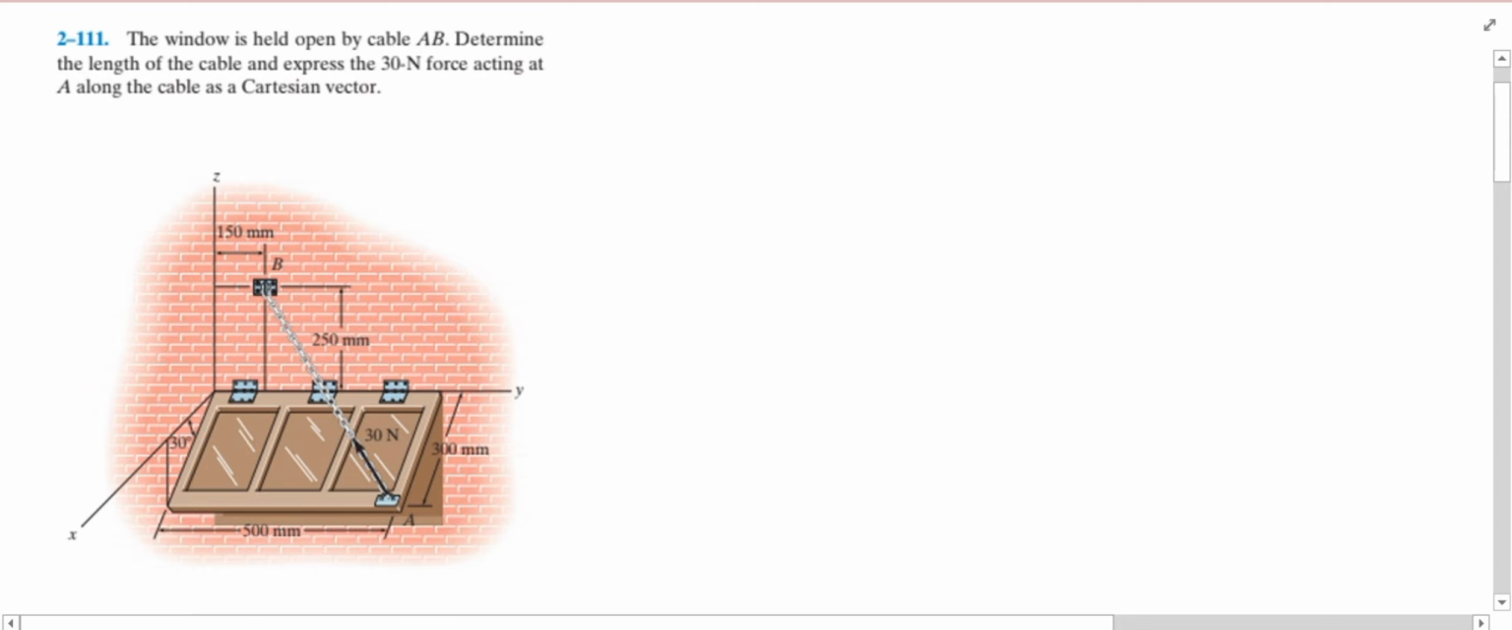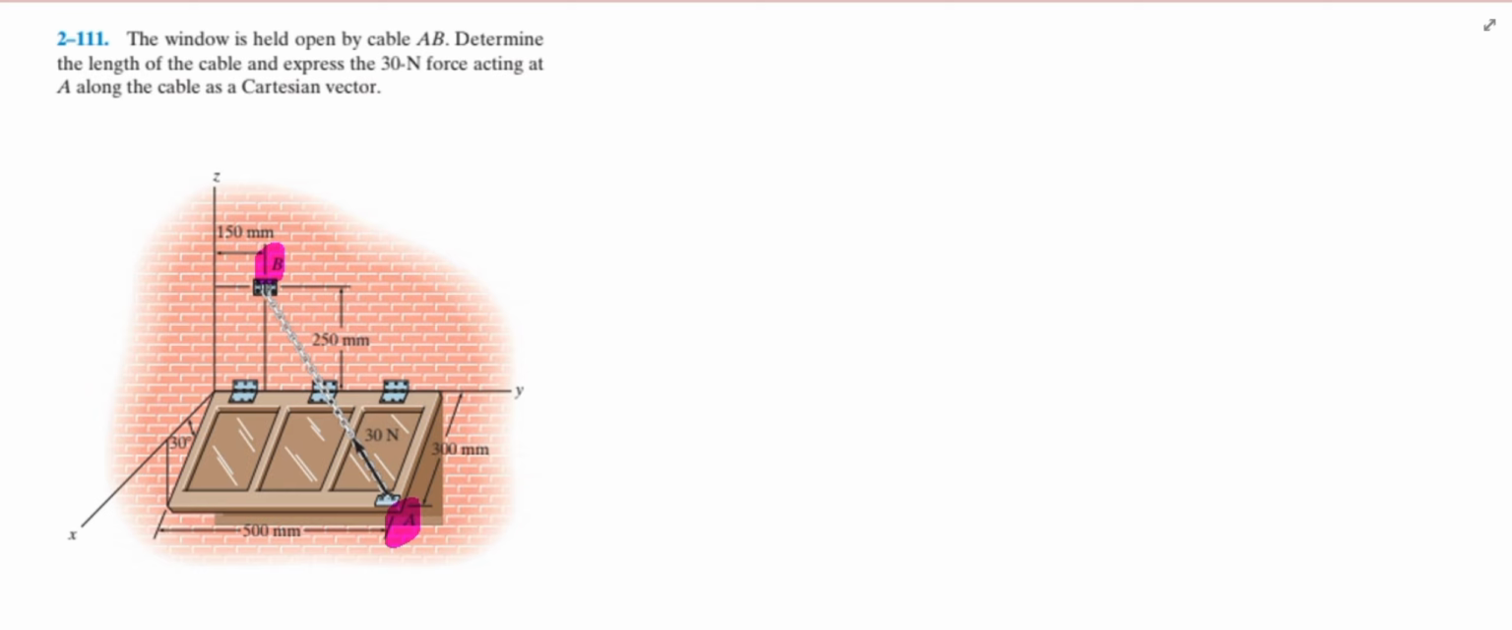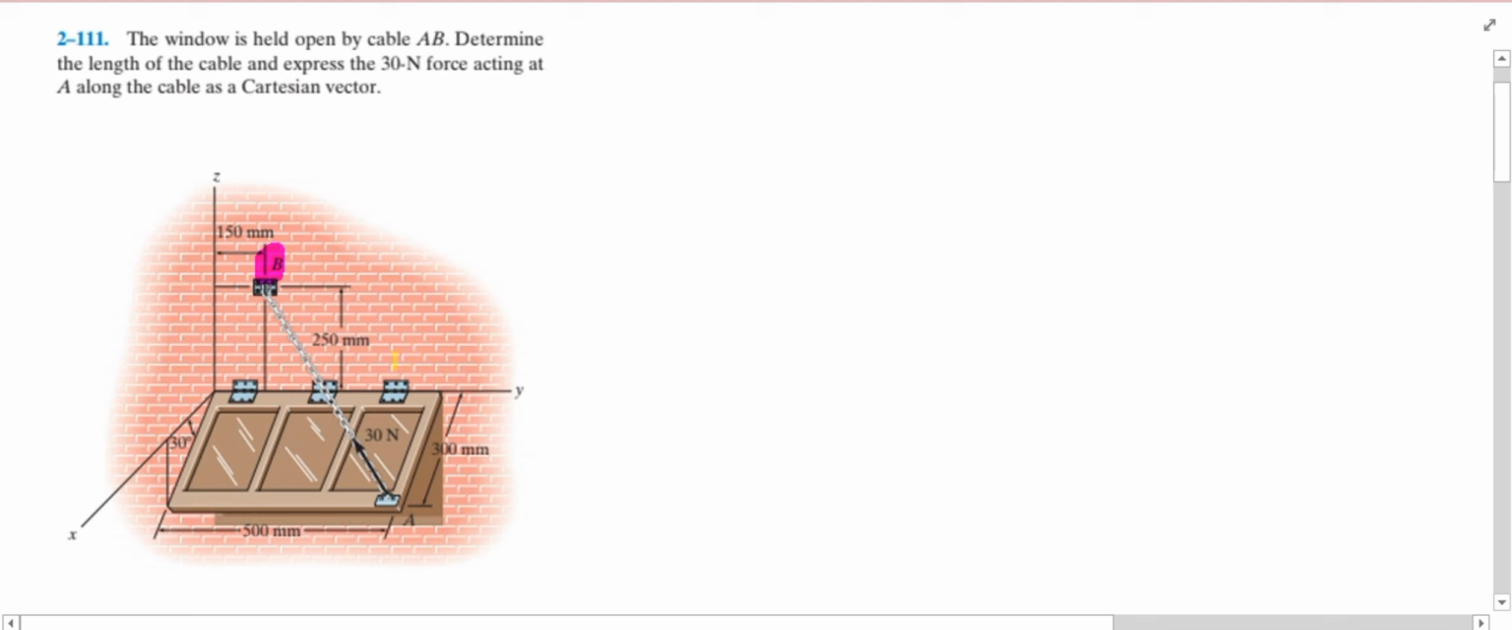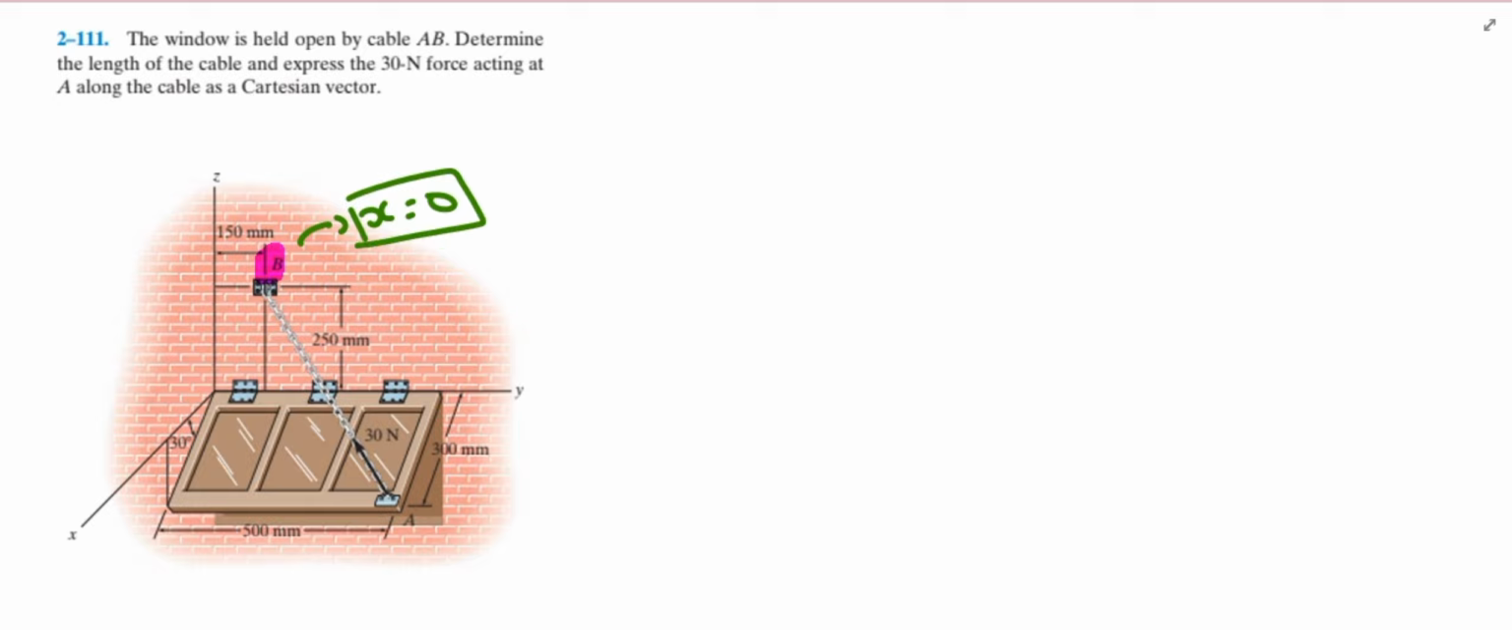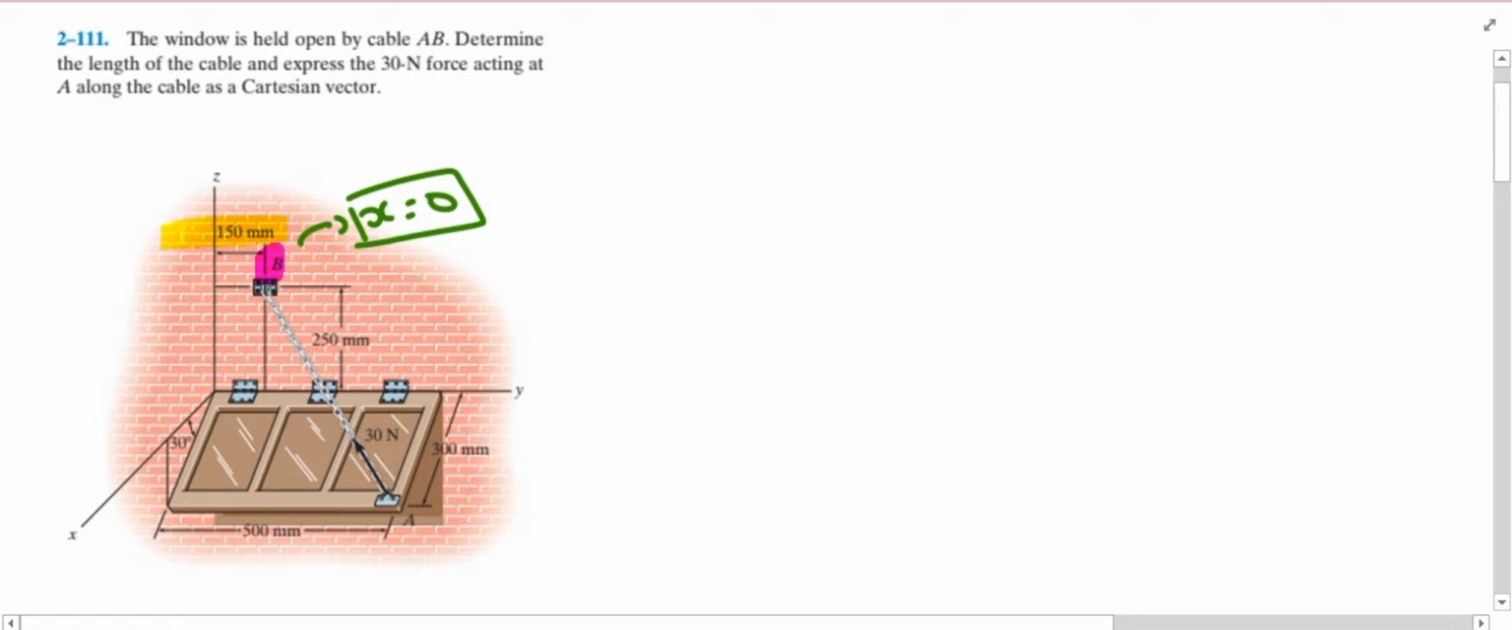If you see the question diagram, there are two points given to us. One is point B and the other one is point A. So let's find out the location of point B first. Point B is lying on the YZ plane. It means that there is no X value present in point B, number one. And number two, this 150 millimeter distance is indicating the right hand side, so it is the positive Y value present in point B.